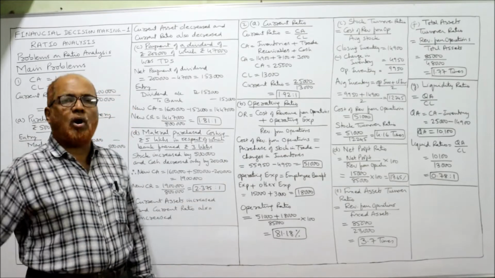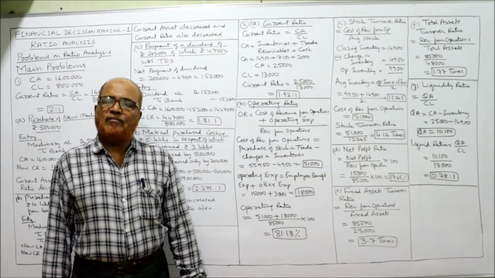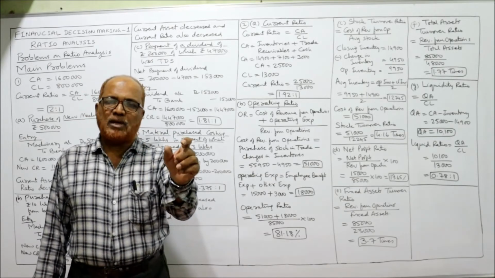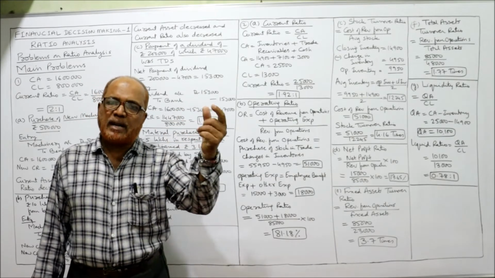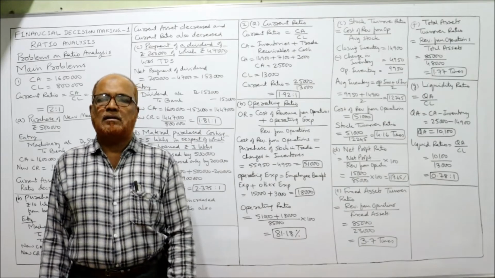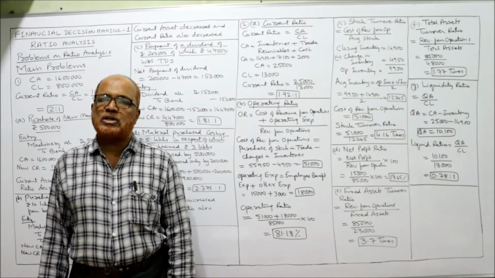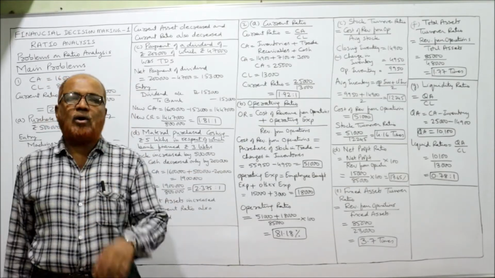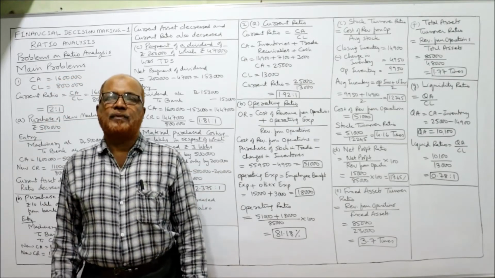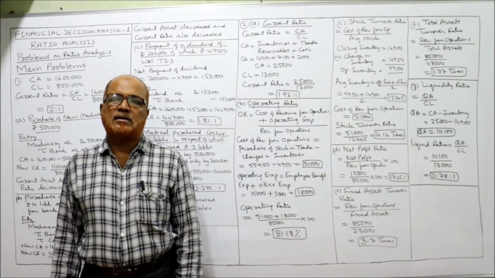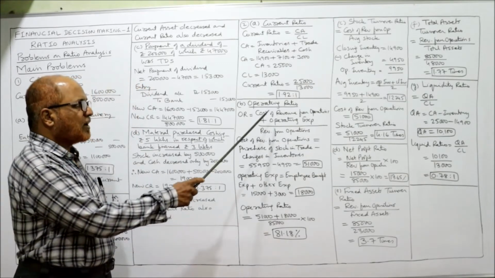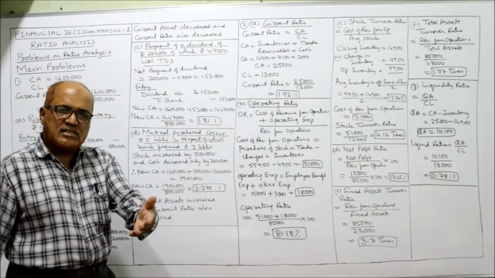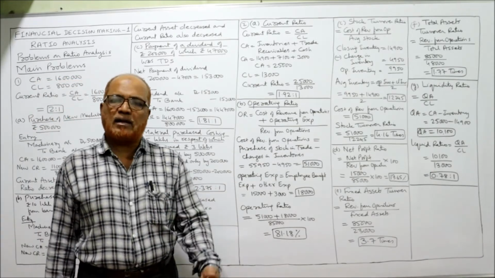Second ratio, it is asking you operating ratio. The formula for operating ratio is cost of revenue from operations plus operating expenses divided by revenue from operations into 100. Operating ratio is one of the profitability ratios, that's why we have to multiply by 100. So we need cost of revenue from operation and operating expenses. Revenue from operation is given in the problem, 85,000, directly given.